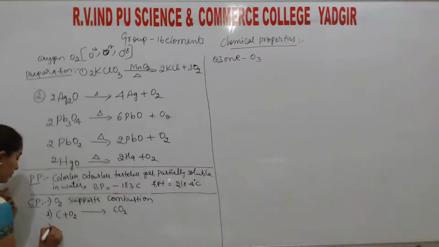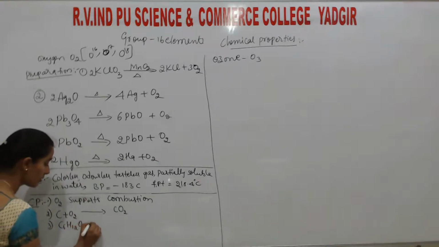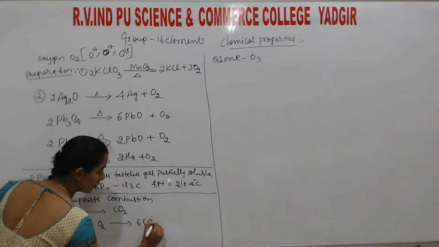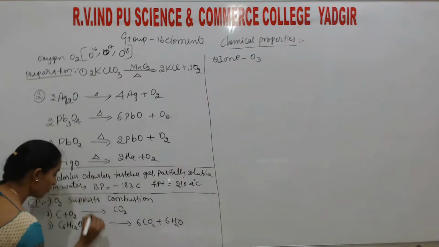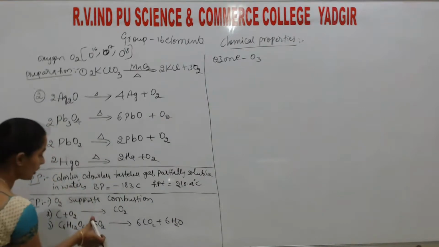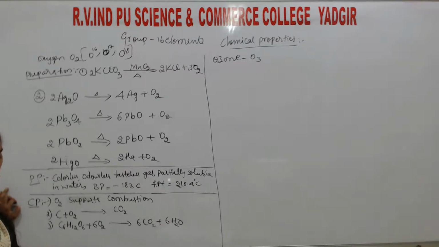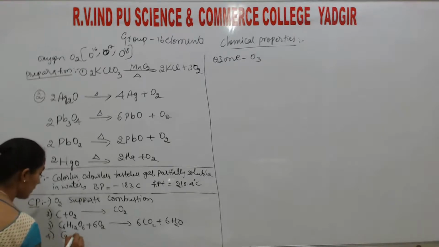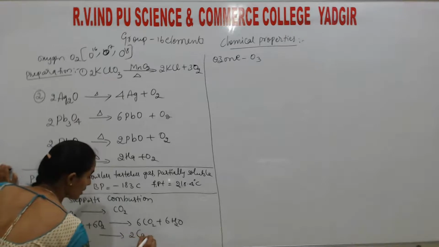If glucose is there, that is C6H12O6. If oxygen is there, then it forms 6CO2 plus 6H2O. Here 6 moles of O2. That is a combustion reaction. Okay, so students, if calcium reacts with oxygen, it forms 2CaO.